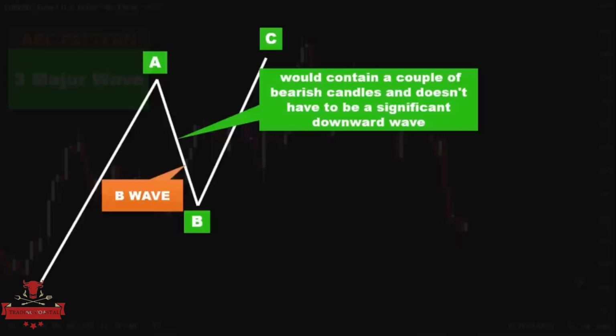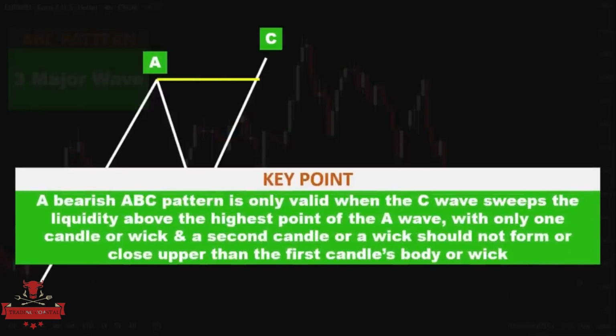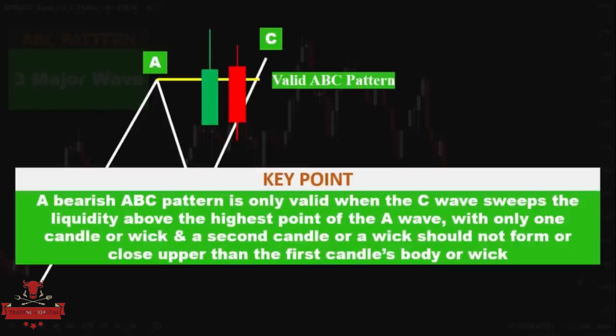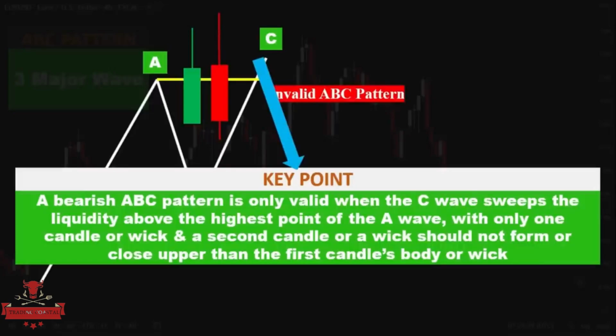So this is the sort of pattern you should be looking for in a 15-minute time frame according to the rules of our strategy. The key point is that a bearish ABC pattern is only valid when the C wave sweeps the liquidity above the highest point of the A wave, with only one candle or wick, and a second candle or wick should not form or close higher than the first candle's body or wick. We want to see price immediately change its direction to the opposite way and get back into the range below the high after sweeping liquidity. And also, a bullish ABC pattern is only valid when the C wave sweeps the liquidity below the lowest point of the A wave, with only one candle or wick, and a second candle or wick should not form or close lower than the first candle's body or wick.